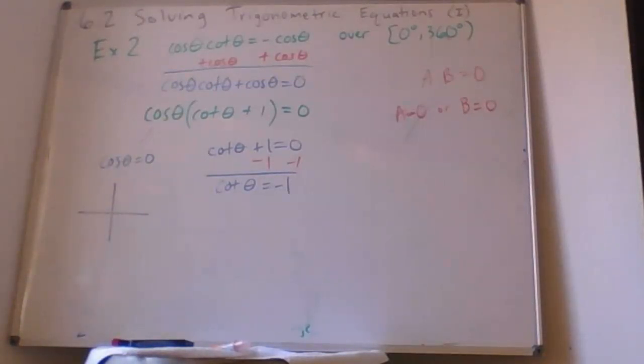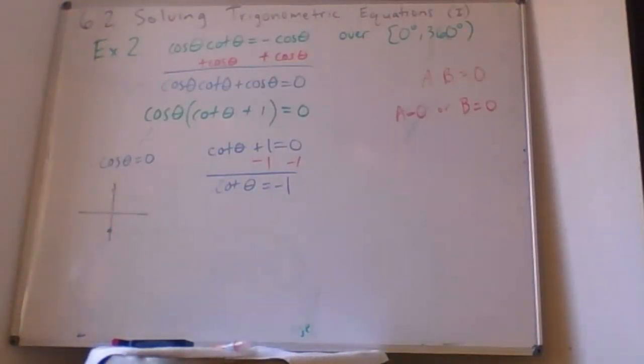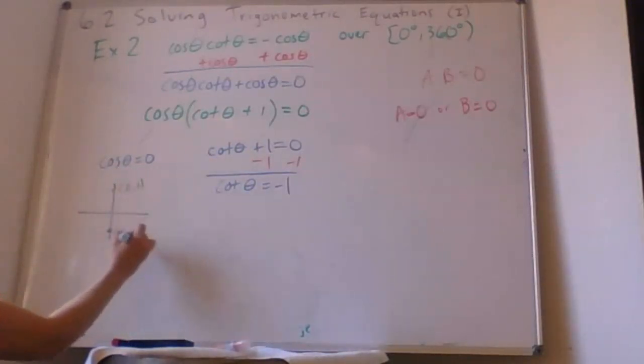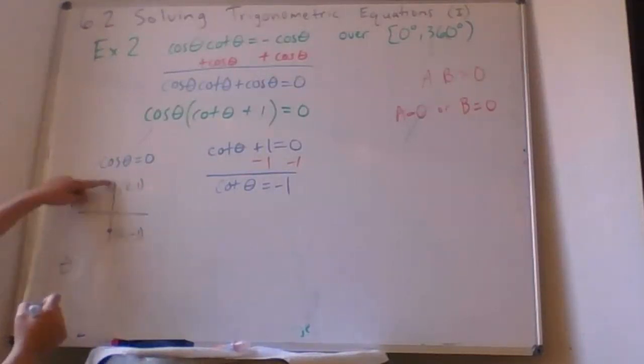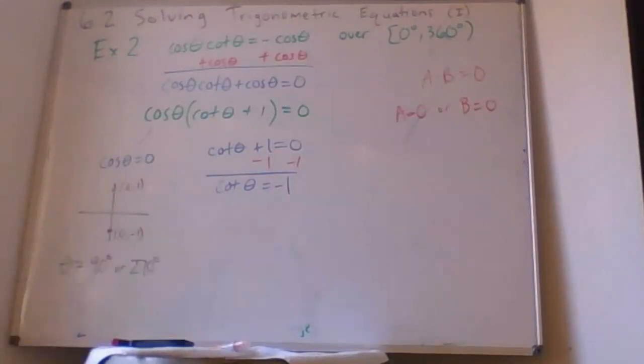So we have to figure out which quadrantals give us an x value of 0. That's going to be here and here on the y-axis because we have the coordinates (0, 1) or (0, -1). So in degrees, our theta is either 90 degrees or 270 degrees.